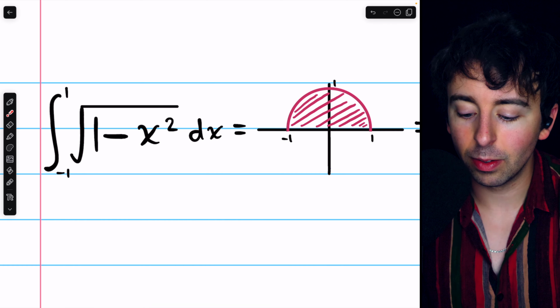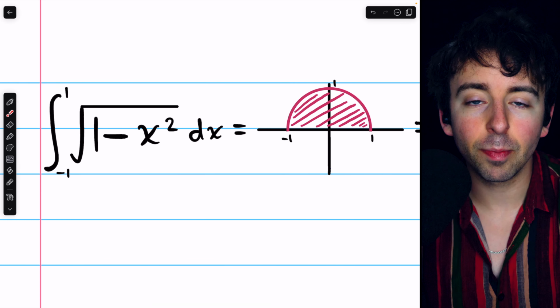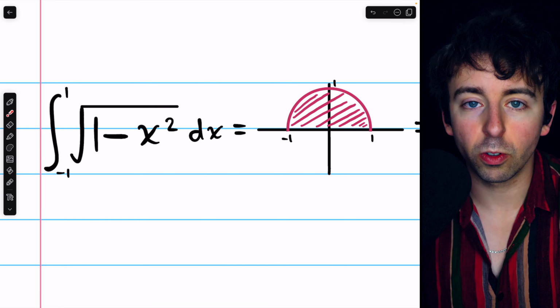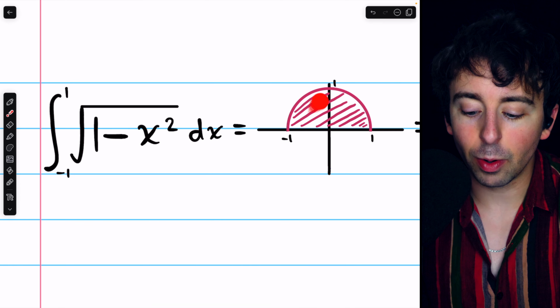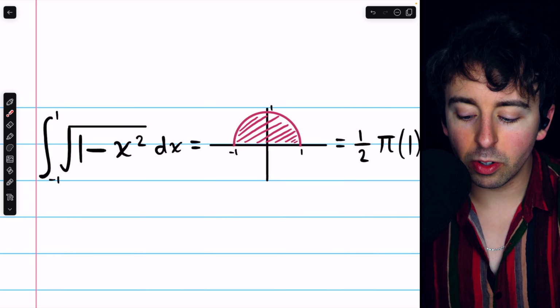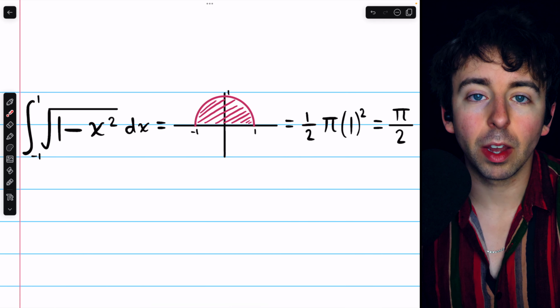In this case, well, we know how to find the area of a unit circle, and then we would just have to cut it in half. Pi r squared for the unit circle is pi times 1, or just pi, and so for the area of this semicircle, which is the value of this definite integral, we would just have half pi. So pi over 2 would be the value of the integral.